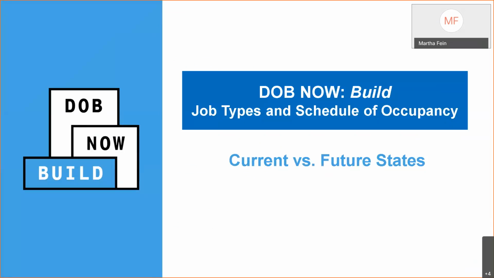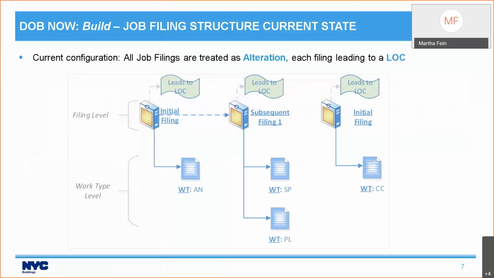So let's talk about job types and about the schedule of occupancy and what the current state is versus what the future state is. Currently, all job filings in DOB Now Build are treated as alteration, and each job filing leads to a letter of completion, and that includes both initial filings and subsequent filings. Alteration jobs, as I'm sure you're familiar, are what used to be called Alt 2 and Alt 3.